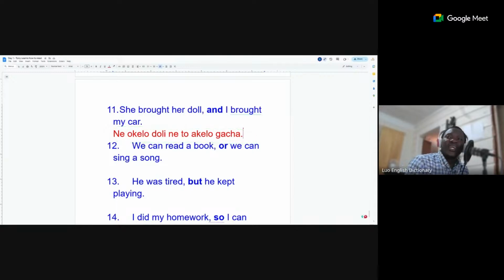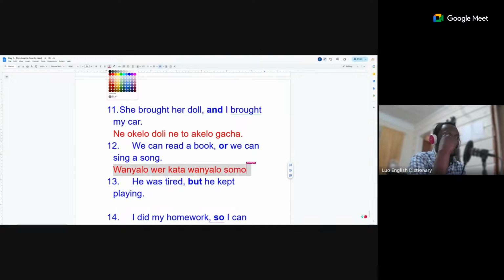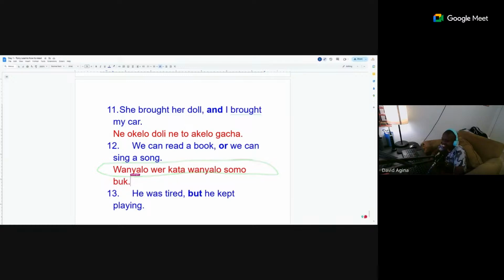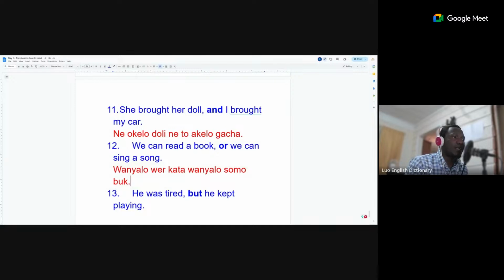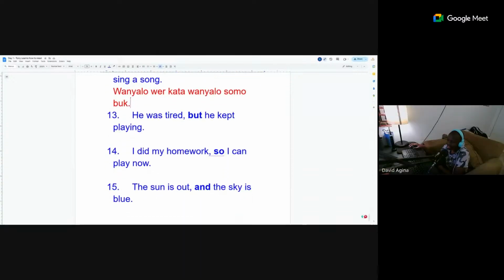We can read a book or we can sing a song. Wanyalo wer. Kata. Wanyalo somo book. I've twisted it front to back. Book is BUK. Oh yeah. Wanyalo wer kata wanyalo somo book. Can you say that? Wanyalo wer. Say wer. Kata wanyalo somo book. Good.